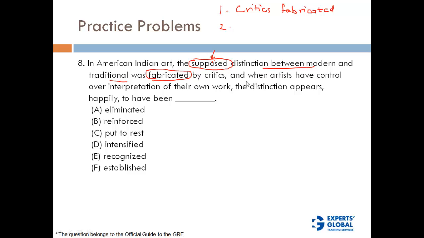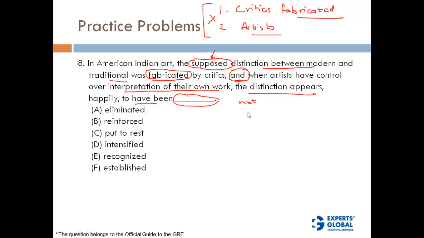Okay. The second idea is that when artists are interpreting their own work, the distinction appears happily to have been something, right? So you will see that even if we don't have any negative pivot word here, there are two opposing ideas. One is critics say that there is a distinction, but the artists say that there is no distinction, right? So the distinction appears to have been something like eliminated or reduced or vanished, something that does justice to the idea that there is no distinction.